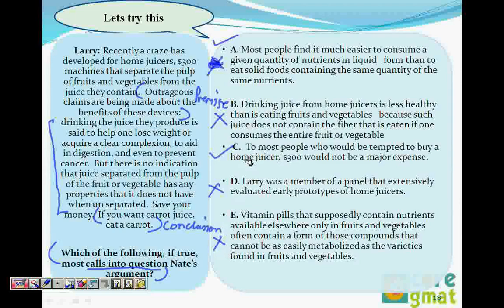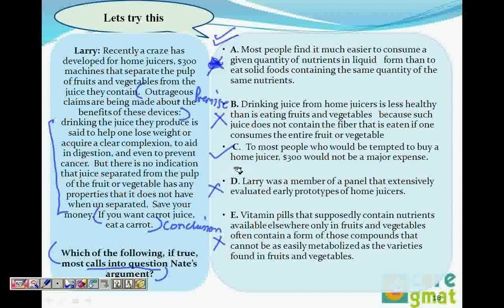So what we saw in this argument is a causal flaw. It says if you want a carrot juice, eat a carrot. What the author is assuming here is that there is only one reason for people to drink juice, and that is that they feel it helps them. But there can be some other reason for which they can drink juice. So I do not have teeth, and I know it doesn't give me anything extra, but I'll drink juice. So choice A gives me another reason for which people drink juice. So I keep it.